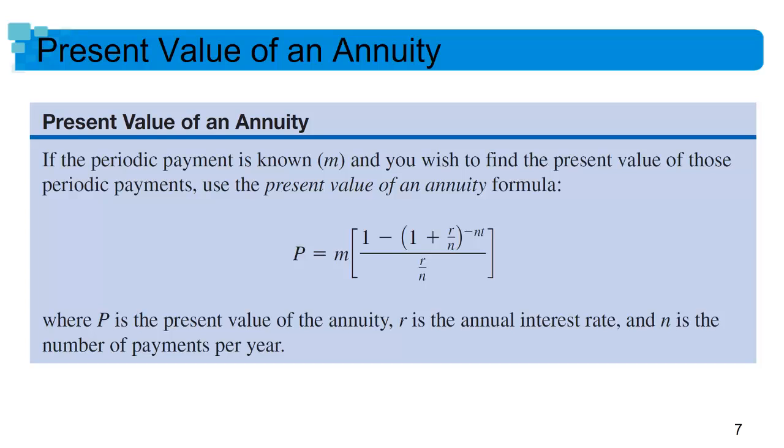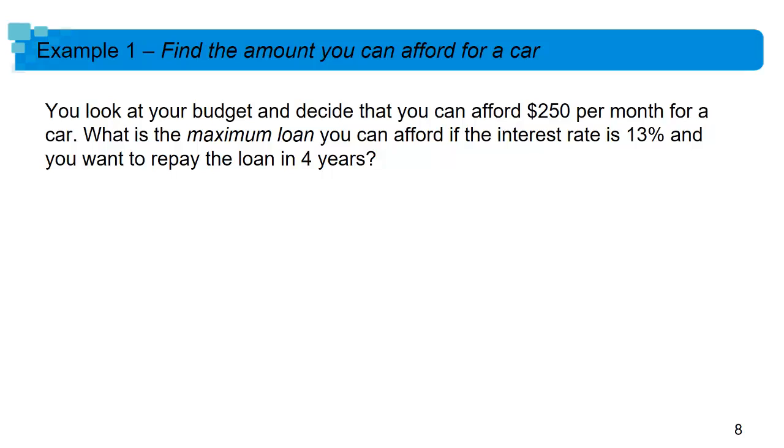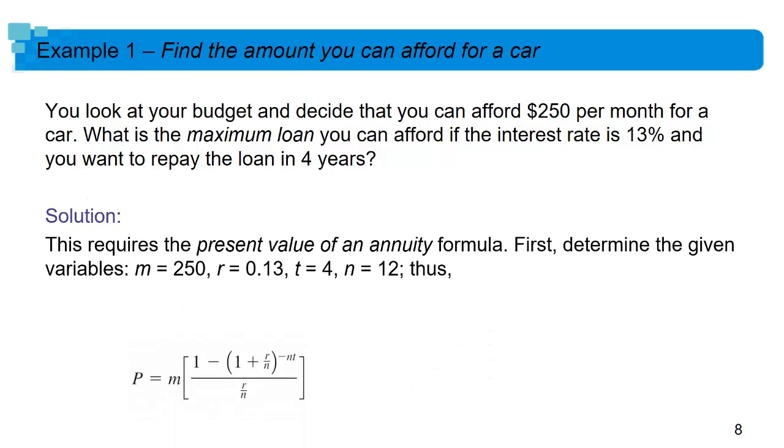Now let's take this a step further and apply it to our first example. You figure out your budget. You decide you can afford $250 a month for a car. You want to figure out what's the maximum loan you can afford if the interest rate is 13% and you plan to repay it in 4 years.